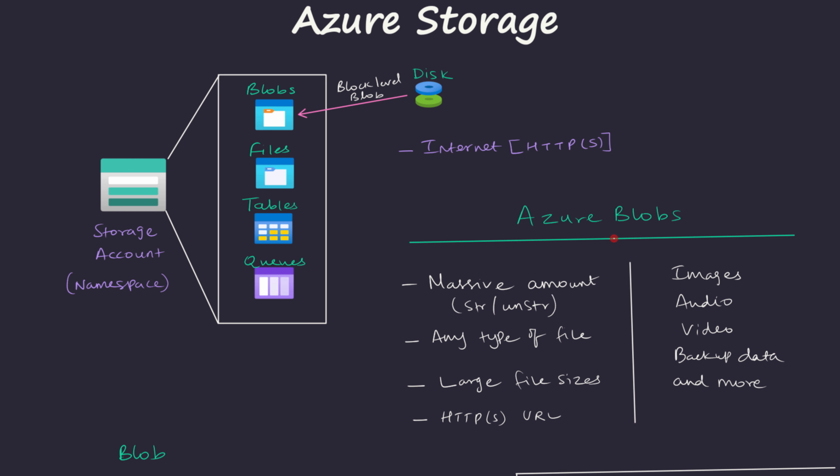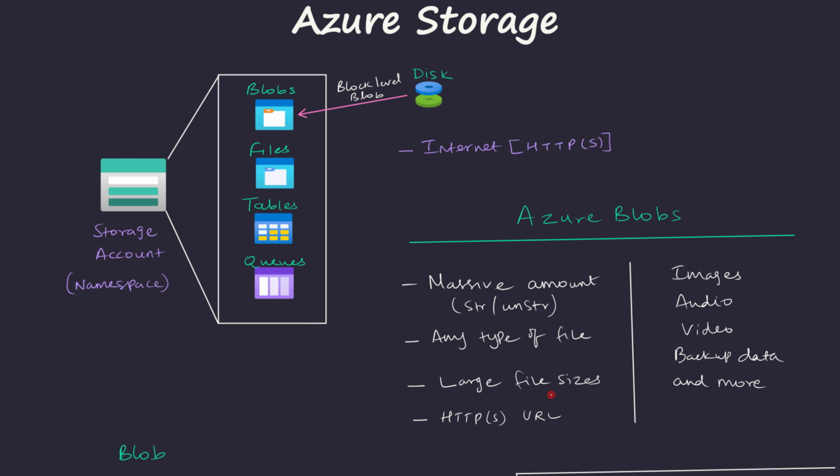Let's first start with Azure Blobs. Azure Blobs is a type of storage in which you can store a massive amount of structured or unstructured data, and you can store any type of file. There is no restriction on the file extension. You can store any type of file, and you can even store files that are really large.